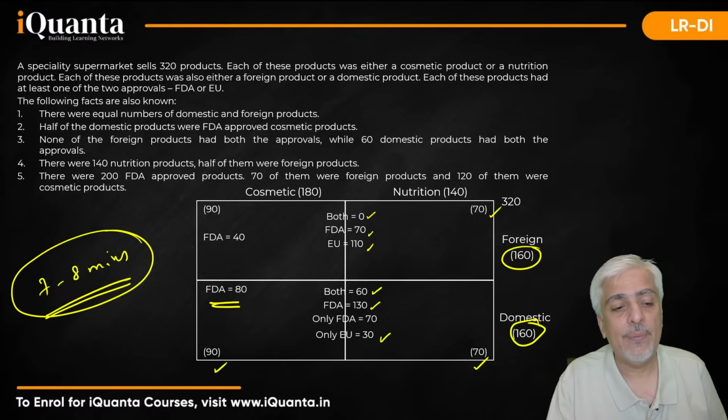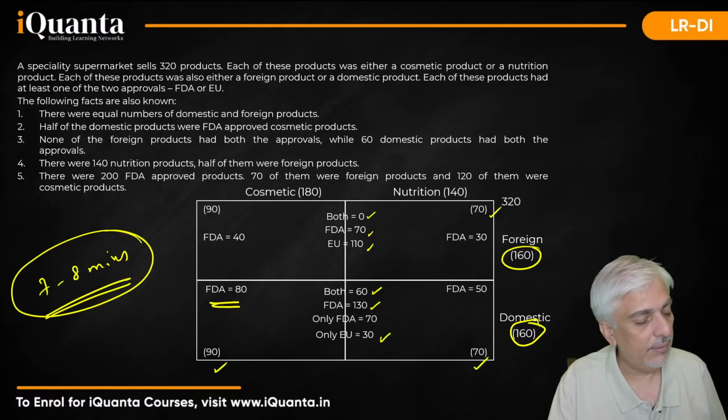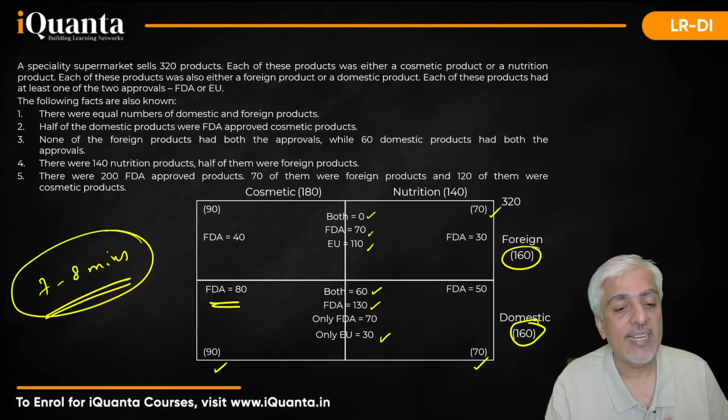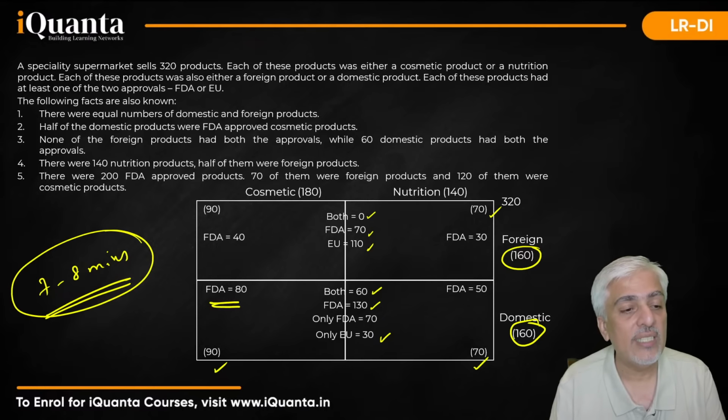So now you get the remaining part. FD over here is 40, FD 30, 50. Okay, let me explain how EU is 110 over here. Somebody asked how EU was 110. Let's look at what they have told us very carefully.